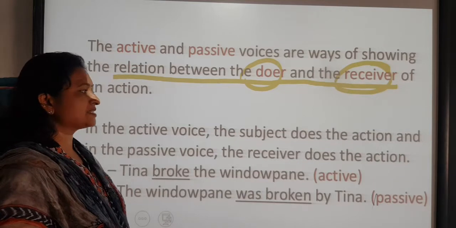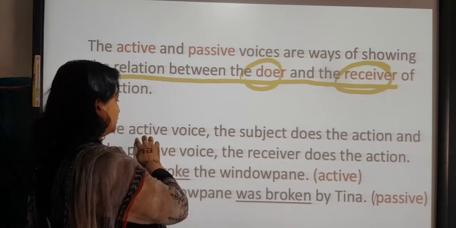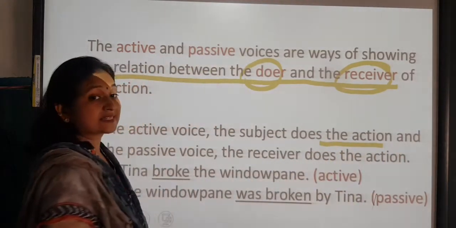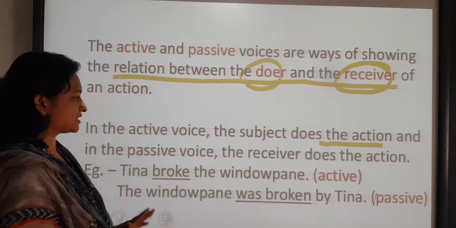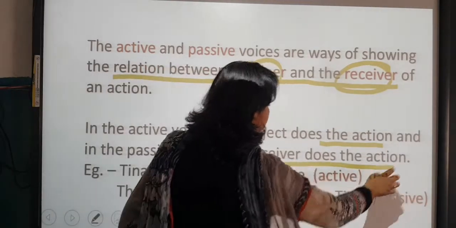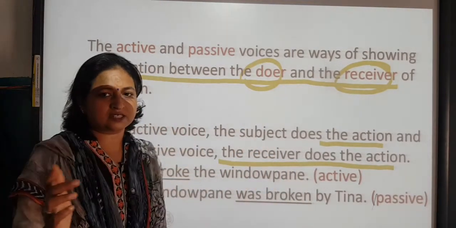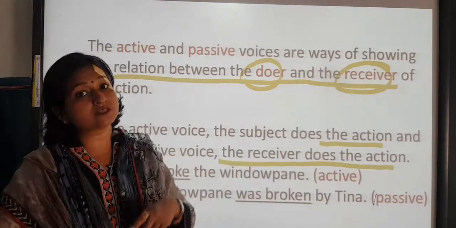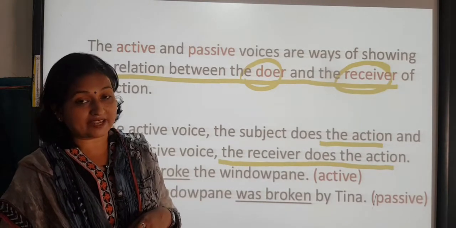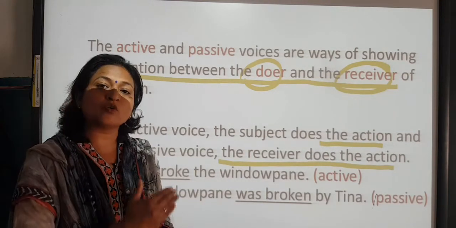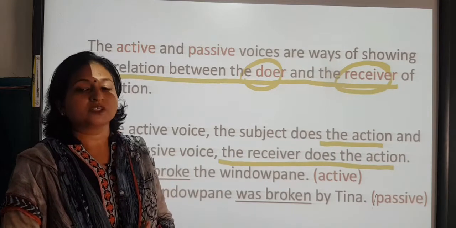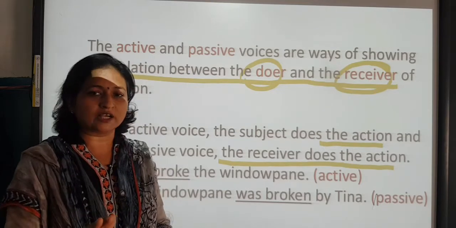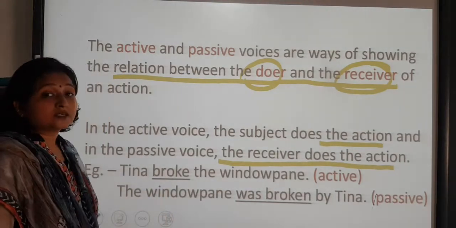In the active voice, the subject does the action. You all know, active voice, who is doing the action? Subject. And in the passive, the receiver does the action. Okay. I said just now, in active the one who is doing the action becomes the person on the receiving end, and the one on the receiving end becomes the subject. Okay. Subject will become predicate and predicate will become subject. I'll make it more clear as we proceed with the chapter.